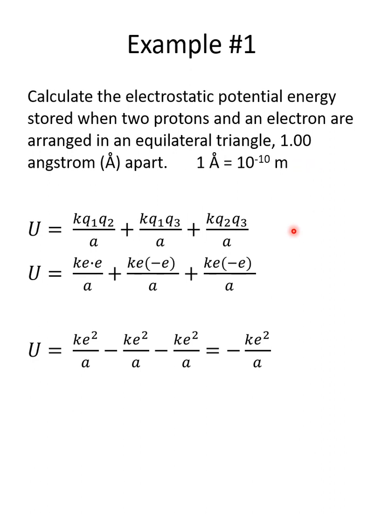So we've got these three charges, and you can see the potential energy formula that I previously derived. And we're going to think about these two protons and an electron. So here we have for the proton and the proton. Here we have for the proton and the electron. We'll say the first proton and the electron. And here we have for the second proton and the electron. So all possible combinations. Well, each of those terms becomes ke squared over a, negative ke squared over a, and negative ke squared over a. So in the end, the potential energy stored is actually negative ke squared over a.